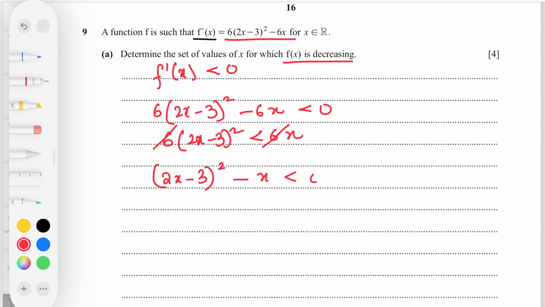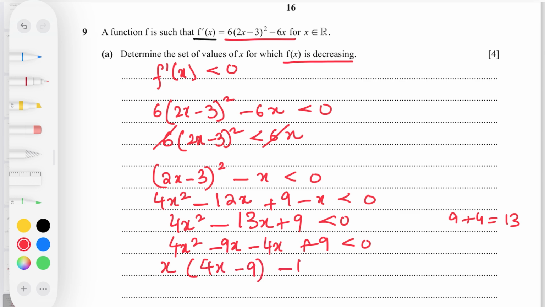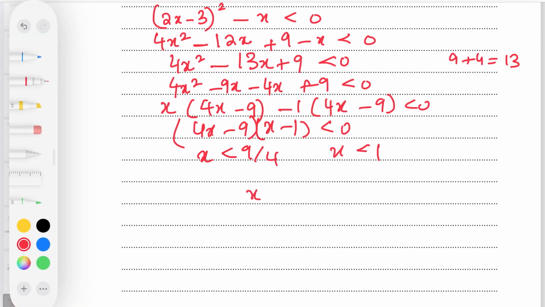Let's open it up with the identity. Nine plus 4 is 13. So whenever there's a less than inequality sign, this is how we set it up.